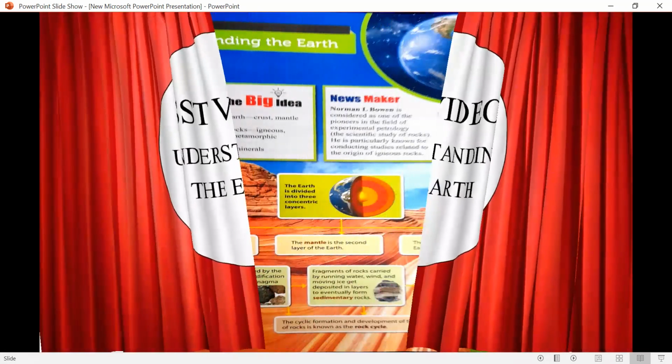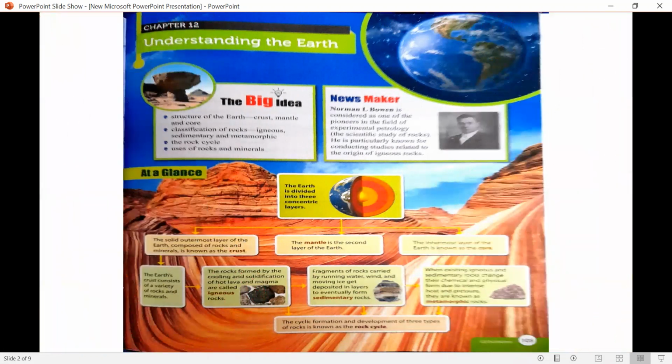Let's take a look at it inside the curtains. Inside the curtains, we have brought many things which are the big idea of this chapter. The big idea of this chapter is to understand the structure of the earth: the crust of the earth, mantle, and core of the earth. Now we will learn about them briefly at a glance and in the further chapter. Let's take a look at what we will look at next in this chapter. We will look at igneous, sedimentary, and metamorphic rocks. Also, we will learn about the rock cycle and about rocks and minerals in this chapter.